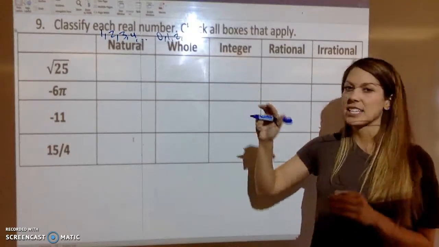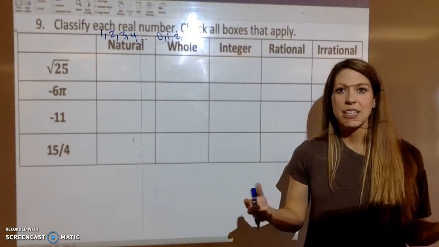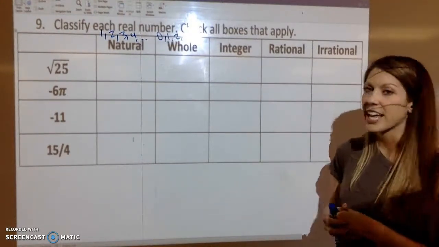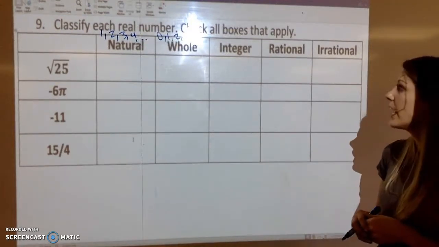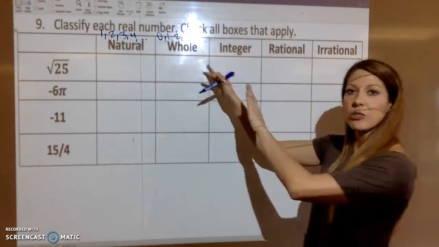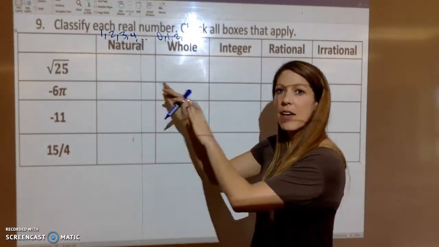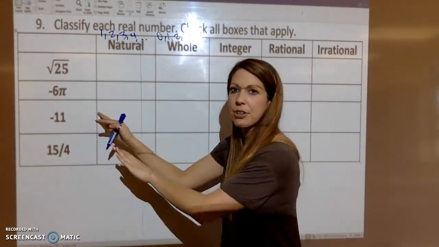So any number that doesn't have a decimal or a fraction, basically, would be an integer. So all your negatives and positives without extras. All right, so if it's an integer, it's also a whole number and it's also natural. If it's a whole number, it's also natural.